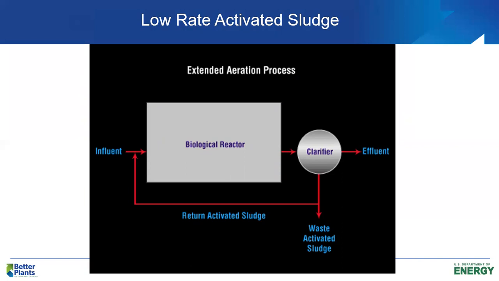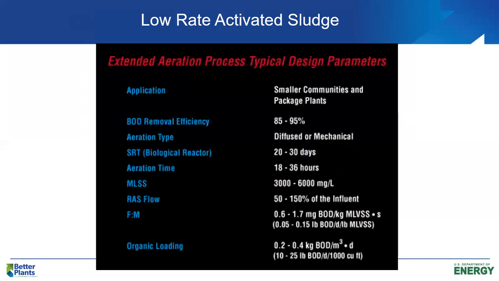Sequencing batch reactors are operated in the extended aeration mode. So when we say extended aeration activated sludge or low rate activated sludge, we're actually talking about a number of different treatment options available to you as a design engineer. Again, long SRT, long aeration time, which is going to increase the cost. So one of the drawbacks of low rate activated sludge or extended aeration activated sludge is high capital costs, and we have relatively high operating costs because we have a high oxygen requirement.